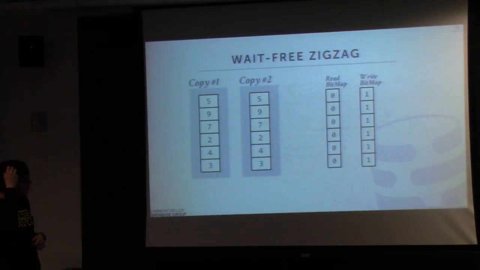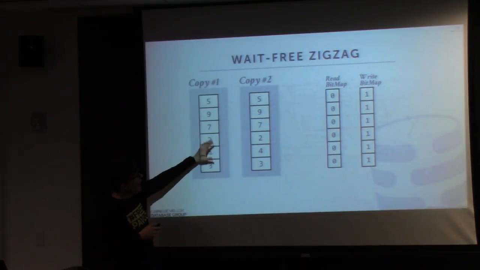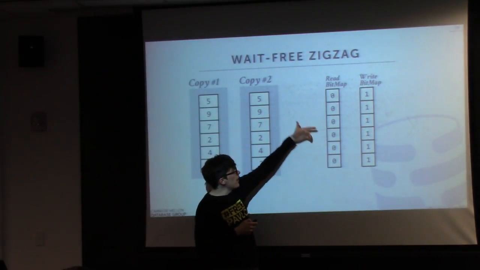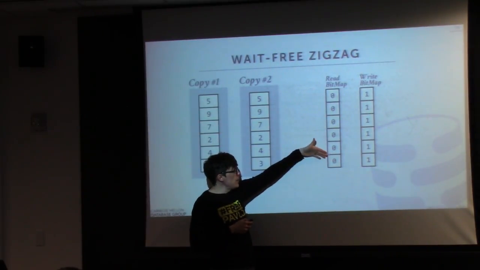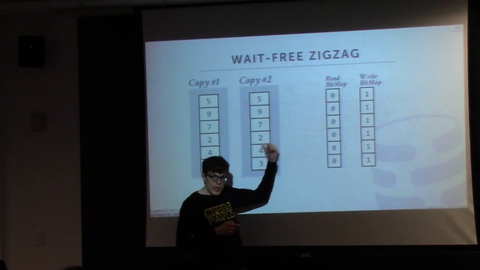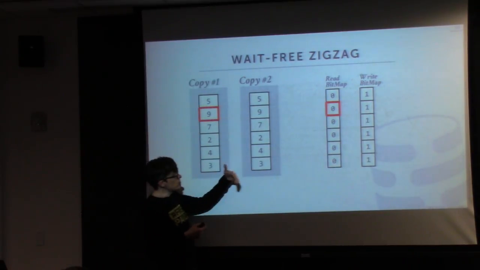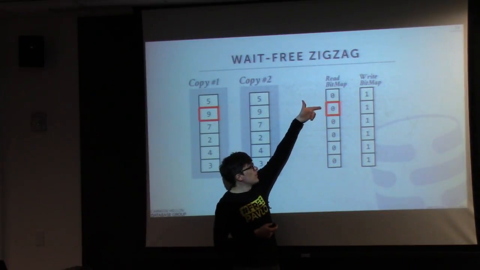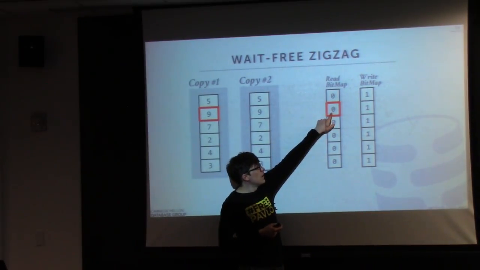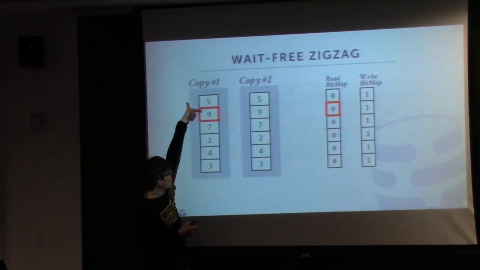So let's walk through an example of the wait-free zigzag. Again, we have two copies of the database, and we're going to have two bitmaps. Every location in the bitmap corresponds to a location in the actual table heap. So in this case, if we want the second tuple at this position, the read bitmap is set to zero, so I want to read it from copy one. And I know that for the second tuple, I can jump here and get it.